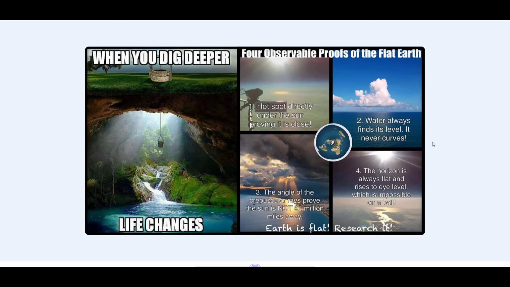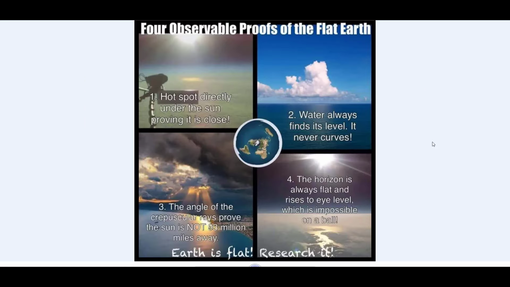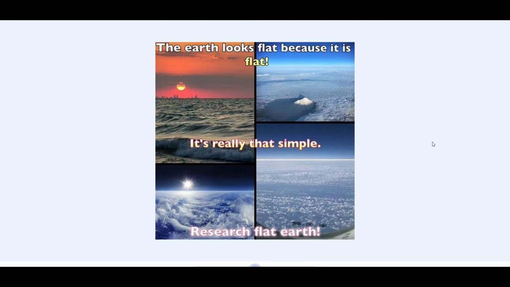4 observable proofs of the flat Earth. Number 1, hot spot directly under the sun, proving it is close. 2, water always finds its level. It never curves. 3, the angle of the crepuscular rays prove the sun is not 93 million miles away, or 150 million kilometers. 4, the horizon is always flat and rises to eye level, which is impossible on a ball. And this is the same picture we've seen before, but just separated. The Earth looks flat because it is flat. It's really that simple. Research flat Earth, and this is from the reality of the real world.